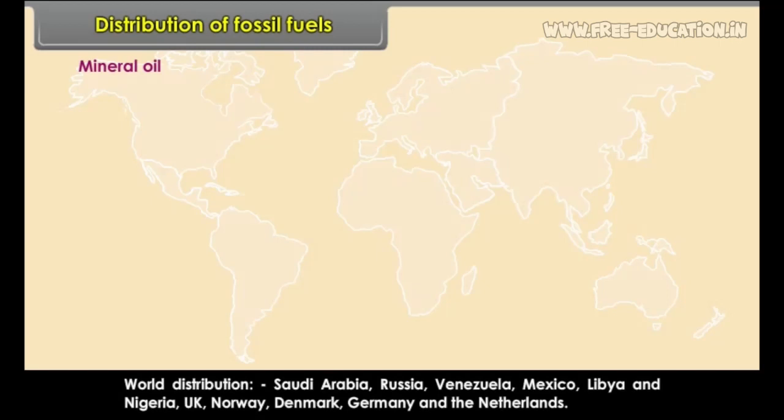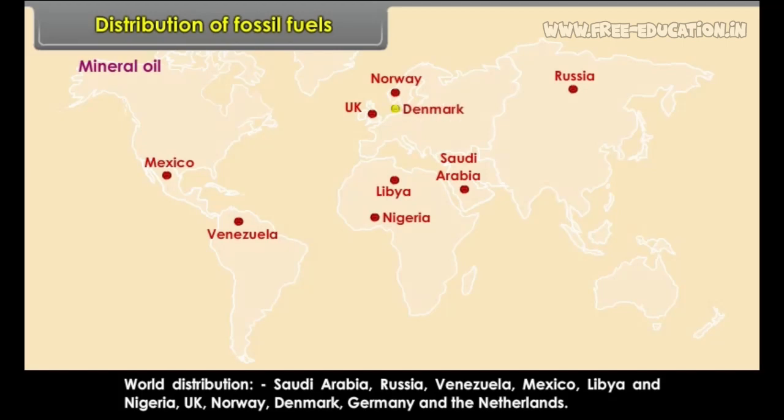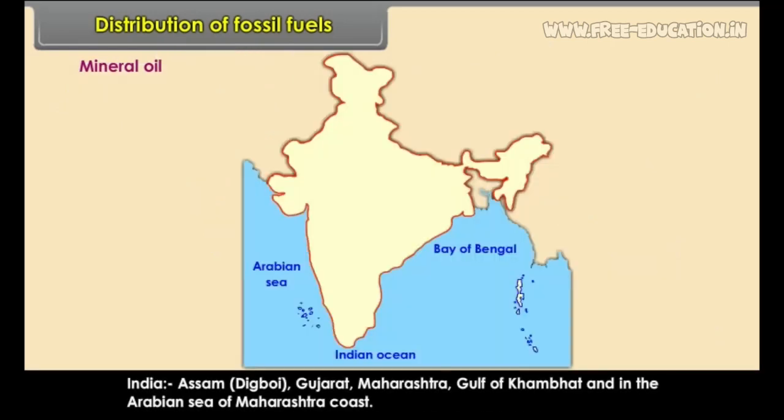Mineral oil. World distribution: Saudi Arabia, Russia, Venezuela, Mexico, Libya, Nigeria, UK, Norway, Denmark, Germany and the Netherlands. In India: Assam, Digboi, Gujarat, Maharashtra, Gulf of Khambat and in the Arabian Sea off the Maharashtra coast.